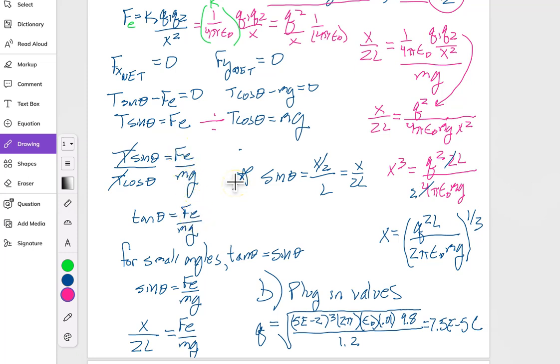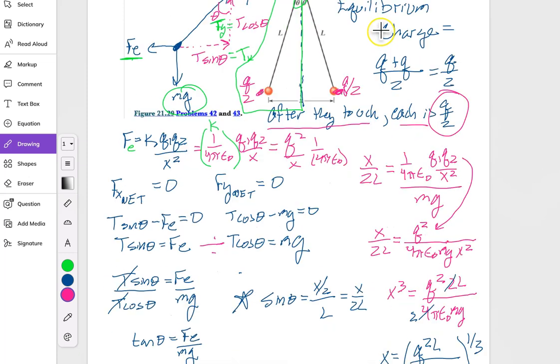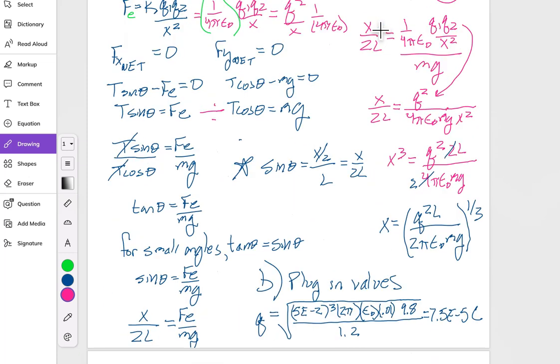But they also gave us a little hint up here. It says, assume the angle is so small that tangent of the angle can be replaced by sine of the angle. So that's what we're going to do. For small angles, tangent of the angle can be replaced by sine of the angle. So instead of tangent of the angle, we're going to replace that with sine of the angle. And that's equal to Fe over mg.